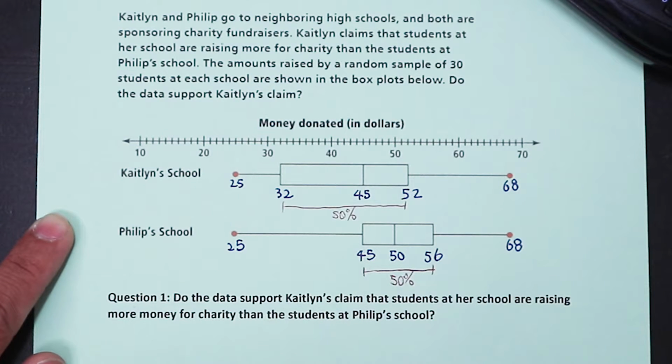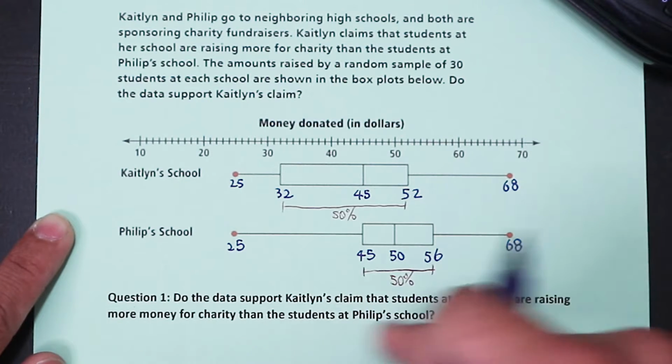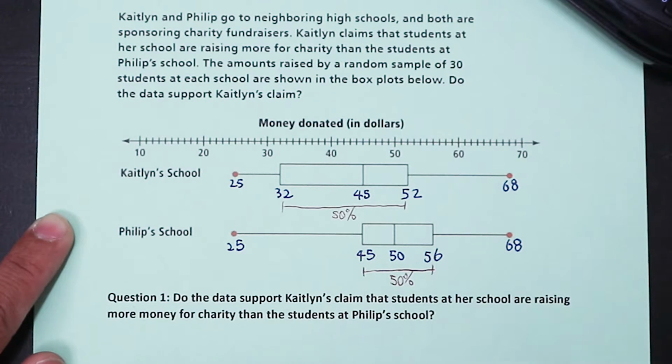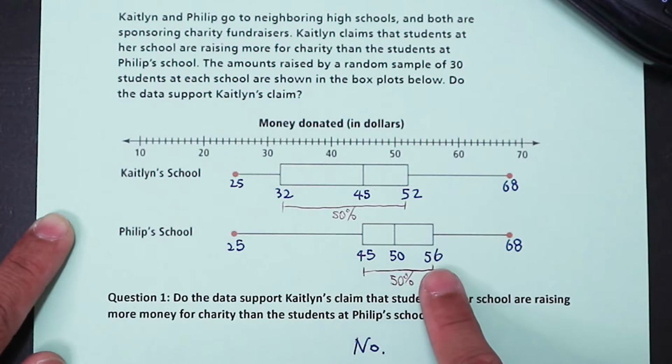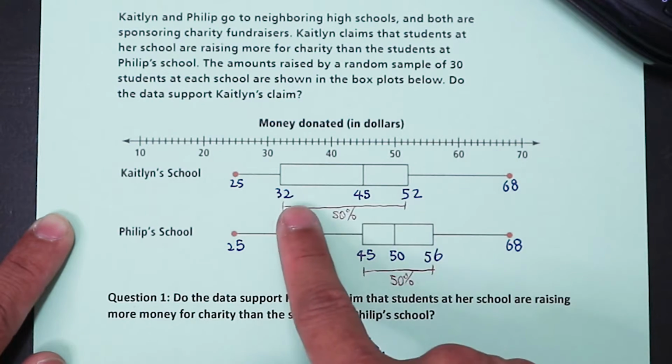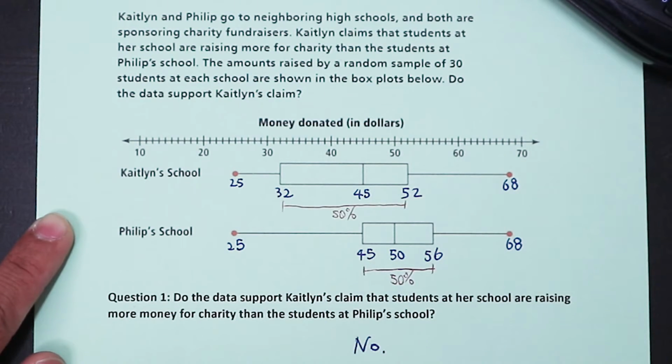So if I were to answer the first question, do the data support Kaylin's claim that students at her school are raising more money than the students at Philip's school? The answer is no, because I see that 50% of the people at Philip's school donated $45 to $56, which is way more than $32 to $52.